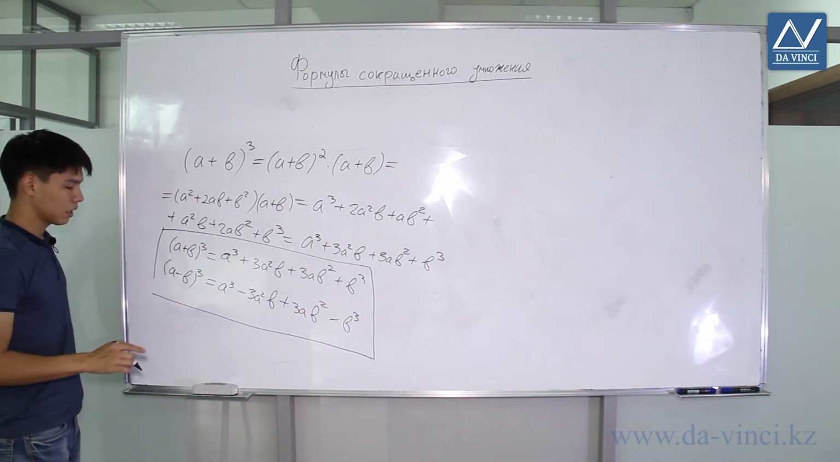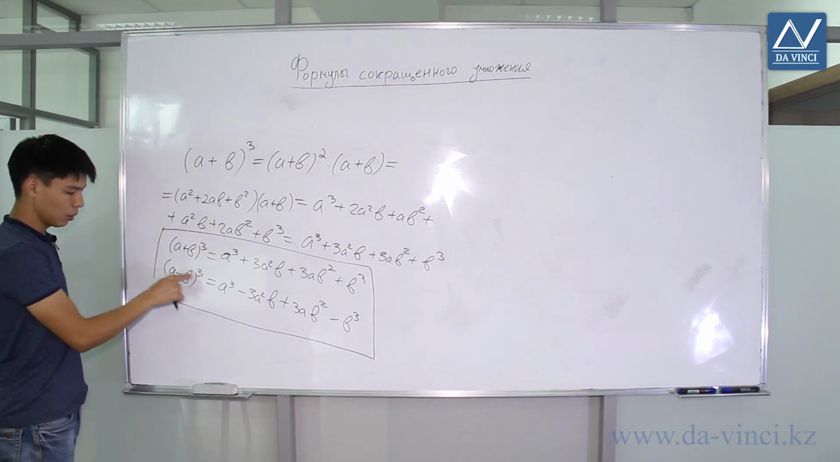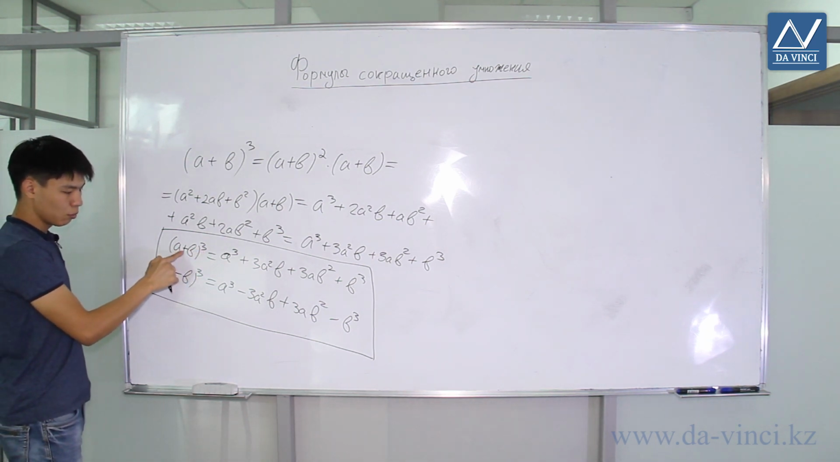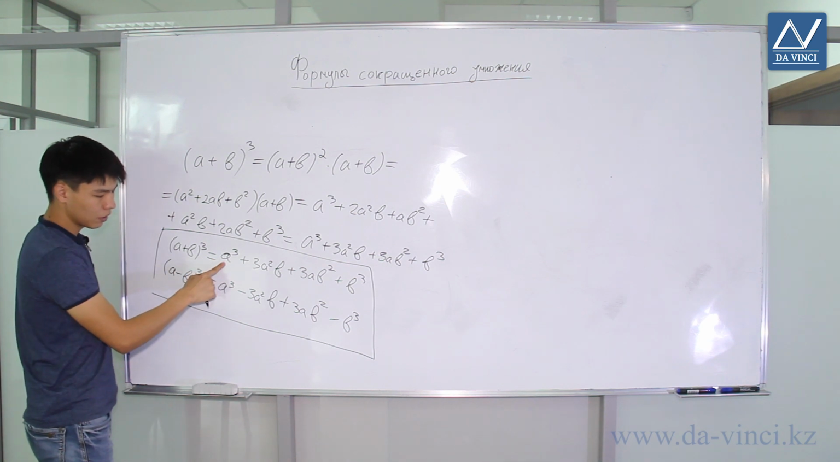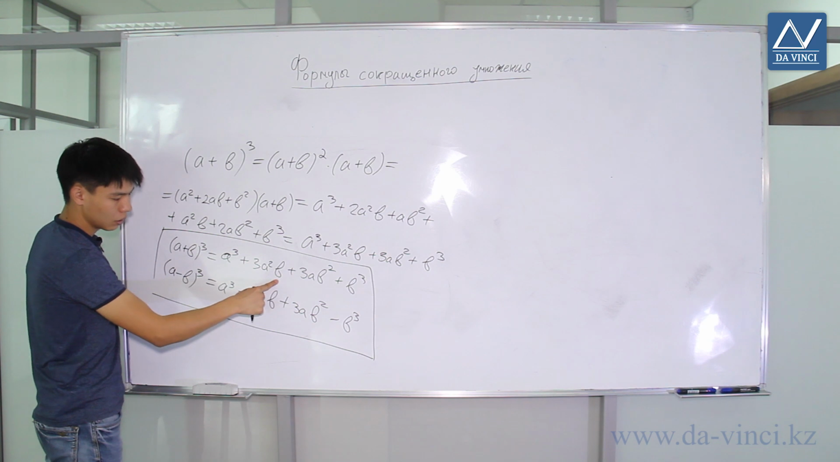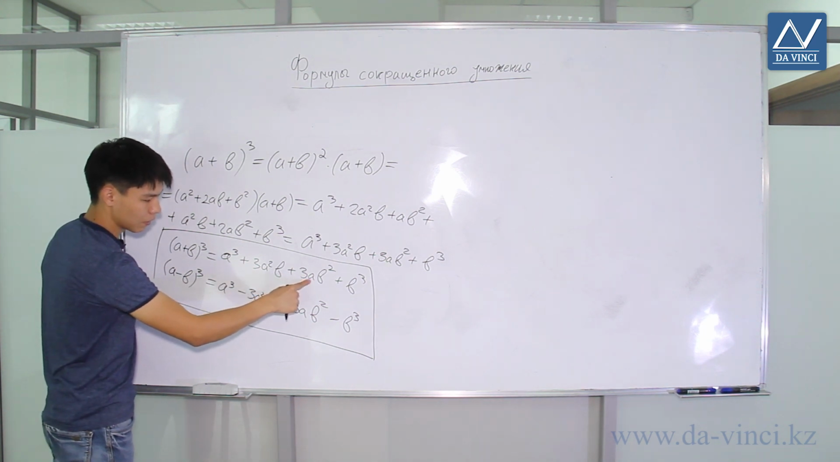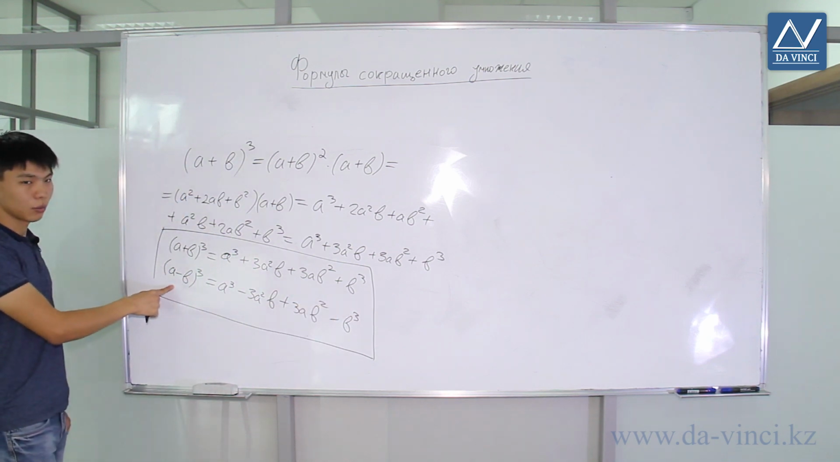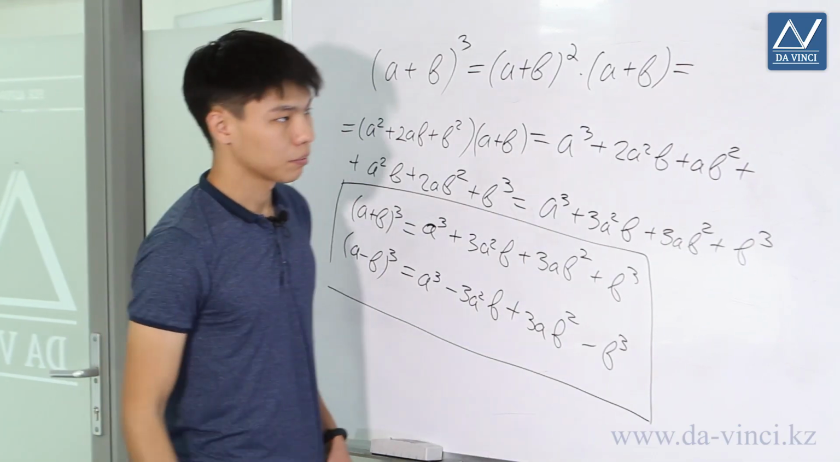The two given formulas are called the cube of the sum and the cube of the difference, respectively. Let's read this formula. The cube of the sum of two terms is equal to the cube of the first term, plus 3 times the square of the first and the second, plus 3 times the product of the first and the square of the second, plus the cube of the second term. The cube of the difference reads similarly. Now let's consider this example.